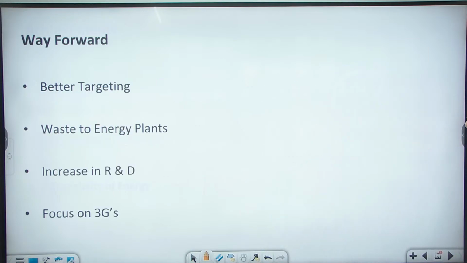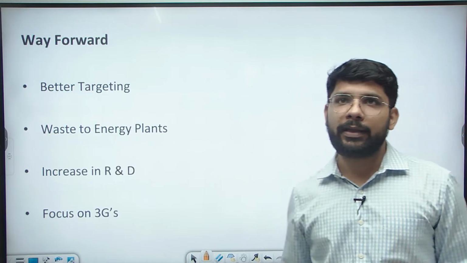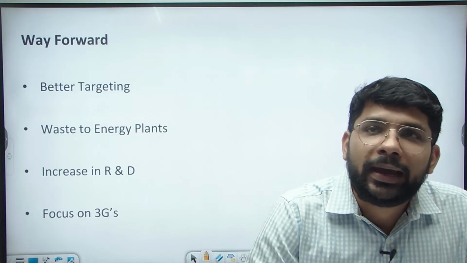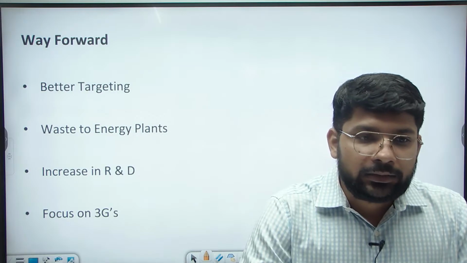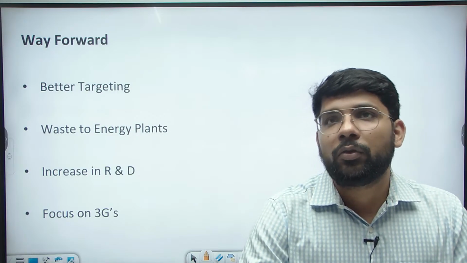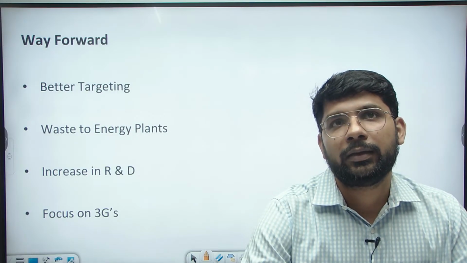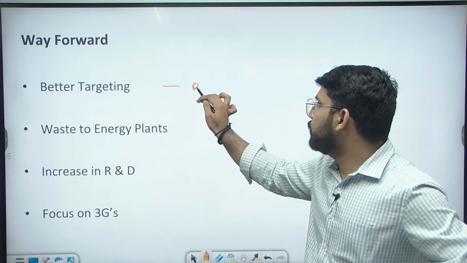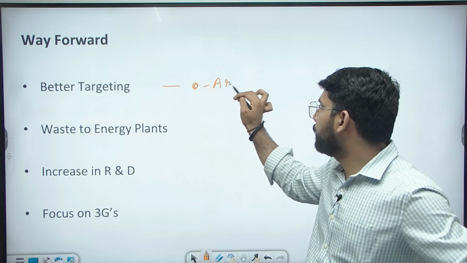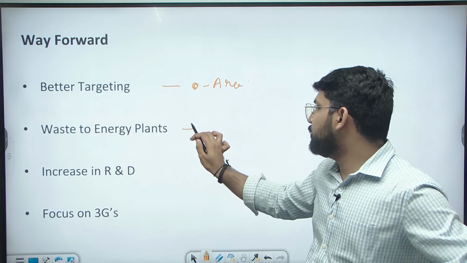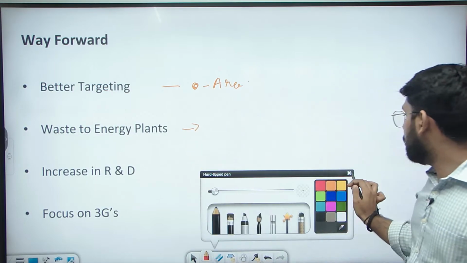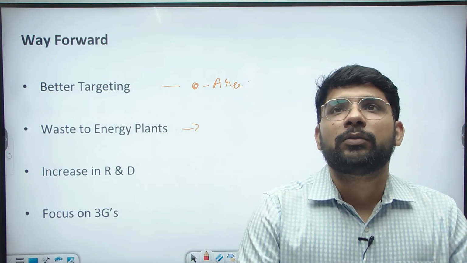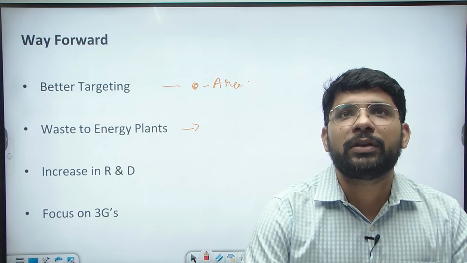Next, in the way forward, we can suggest better targeting. We need to target those specific villages, specific areas where energy sustainability or the availability of electricity is lacking. So we need to focus on the specific area. Waste to energy plants. India needs to work on plants which can convert waste into energy. So different kinds of plants can be opened for waste to energy.